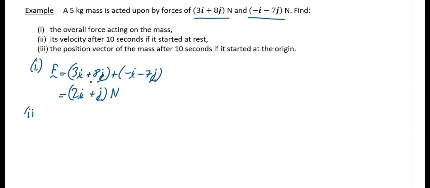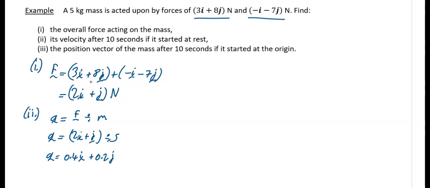Okay, part 2. Part 2 says find the velocity after 10 seconds if it started from rest. So first of all, you need to find your acceleration again. So like your last question, acceleration is going to be your F divided by m. So your acceleration in this case is going to be 2i plus j divided by your m, which was 5. So if you do that, your acceleration is going to be 0.4i plus 0.2j.